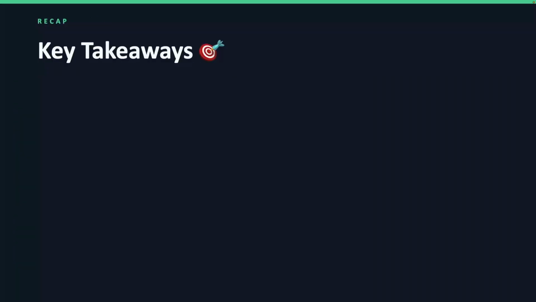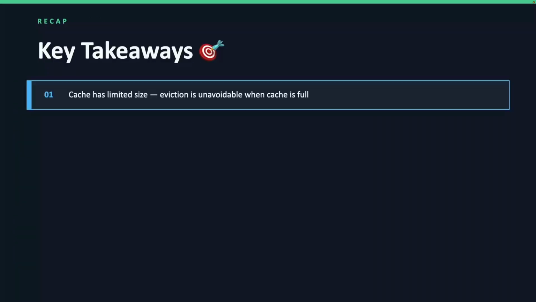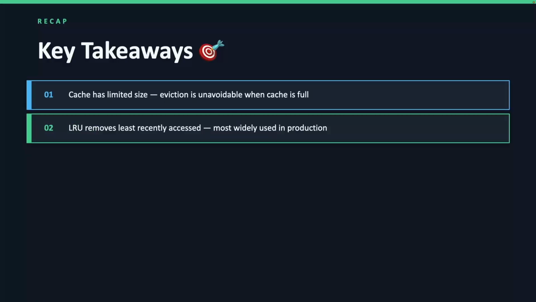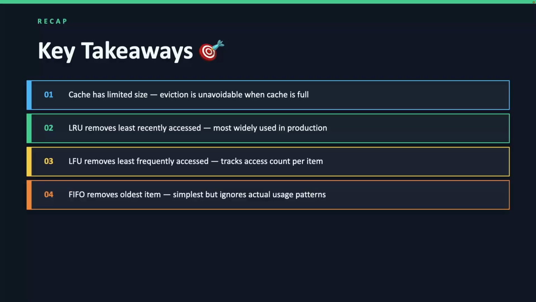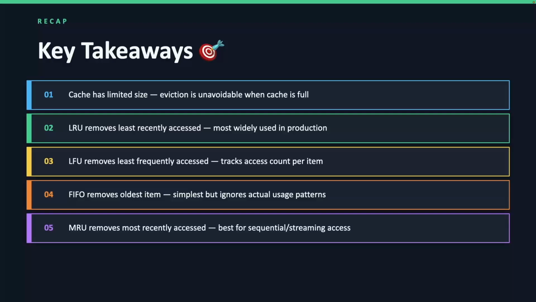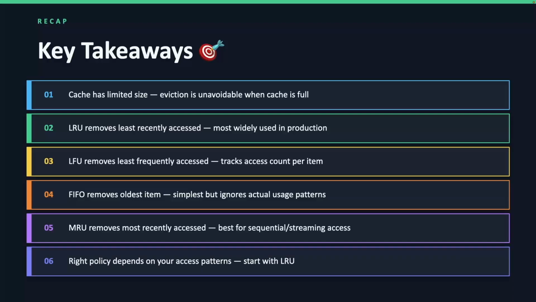Let us recap the 6 key things from today. 1. The cache has limited size. Eviction is unavoidable when it gets full. 2. LRU removes the least recently accessed item, most widely used in production. 3. LFU removes the least frequently accessed item, tracking how many times each item is accessed. 4. FIFO removes the oldest item, simplest policy but ignores actual usage pattern entirely. 5. MRU removes the most recently accessed item, best for streaming and sequential access. 6. The right policy depends on your access pattern. When in doubt, start with LRU.